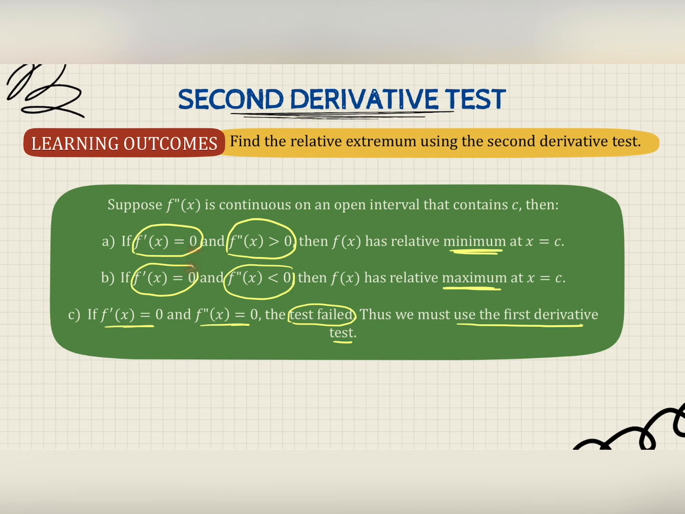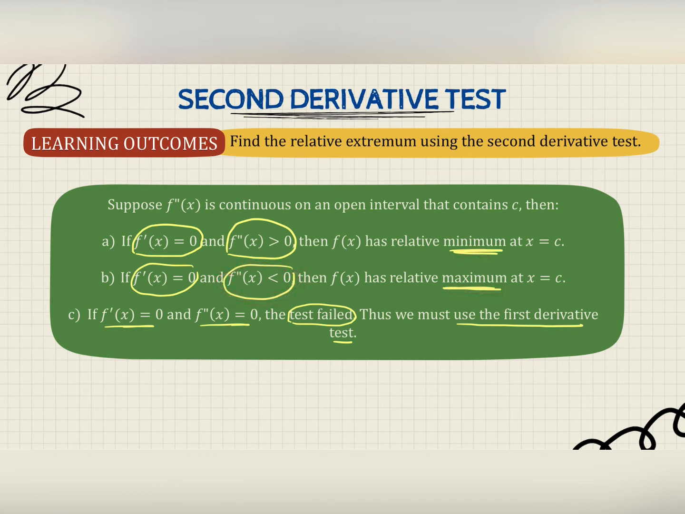Okay, so bila gantikan x itu dalam kita punya second derivative, and if we get the value of more than 0, so bila dia positif, dia akan jadi minimum point. Okay, dia terbalik lah. Kalau f double prime more than 0, dia akan jadi minimum. Kalau f double prime kita less than 0, it will be maximum. Okay, kena ingat dia terbalik. Double prime more than 0, dia minimum. Less than 0 will be maximum.